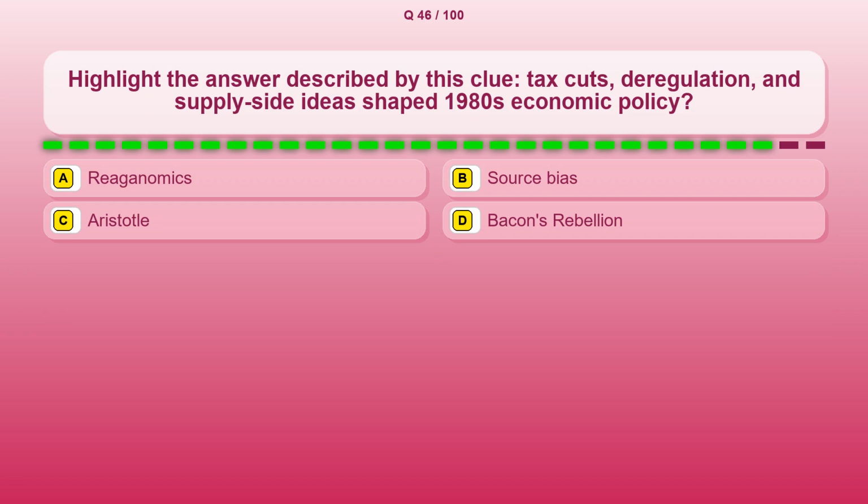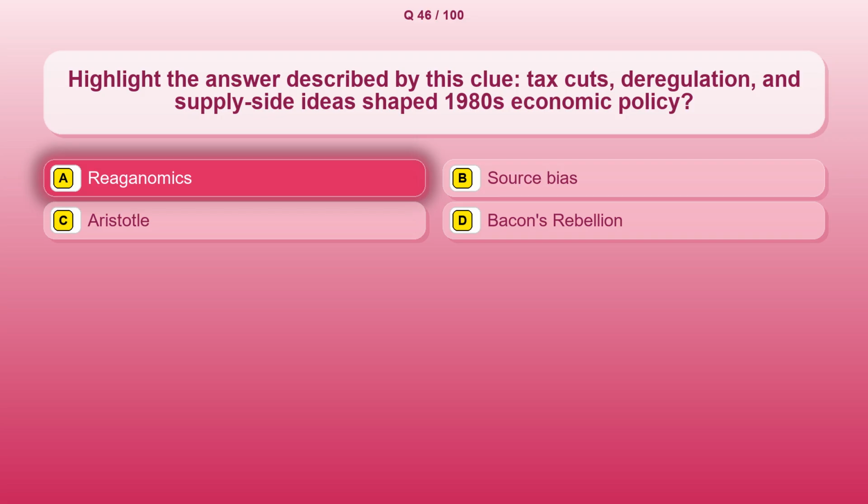Question 46. Highlight the answer described by this clue. Tax cuts, deregulation, and supply-side ideas shaped 1980s economic policy. Option A, Reaganomics. Option B, source bias. Option C, Aristotle. Option D, Bacon's Rebellion.